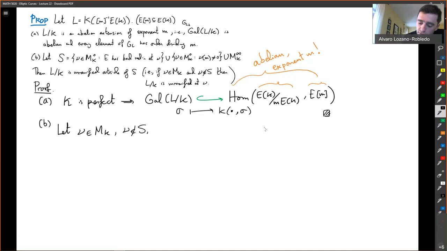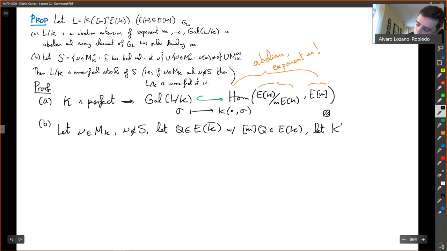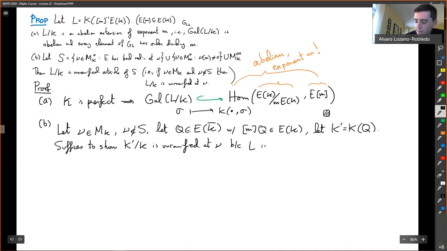And then let Q in E K bar be such that M times Q is in EK, and let K prime be KQ. Notice that L is the compositum of all such K primes. So it suffices to show that K prime over K is unramified at nu, because L is the compositum of all such extensions K prime. That's already a great step because we've reduced this from a possibly infinite extension to just one finite extension that we know and control a little bit.